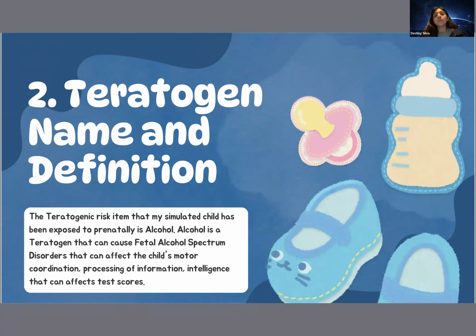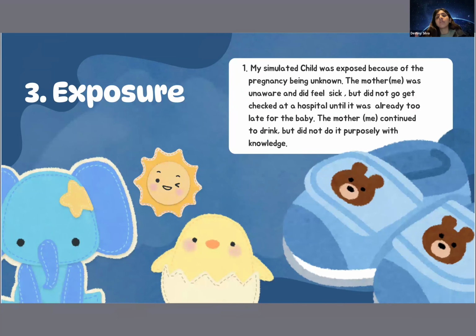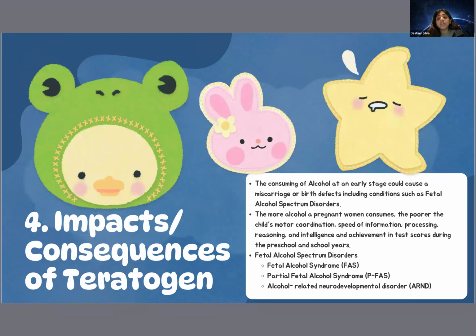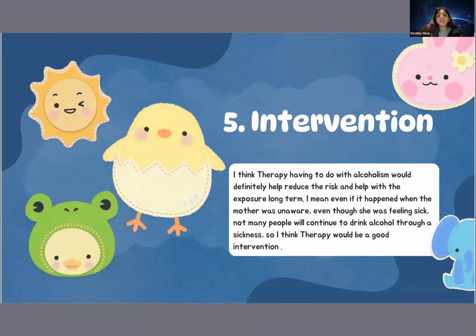Prenatally, she was exposed to the teratogen alcohol. This could have happened due to not knowing about the pregnancy in time, which would have led to the exposure to alcohol. This would have had very negative consequences and impacts. It could have caused fetal alcohol spectrum disorders, or it could have even caused birth defects or miscarriages, and would have affected her processing of information. A good intervention would have been therapy for alcoholism, or perhaps for addiction.